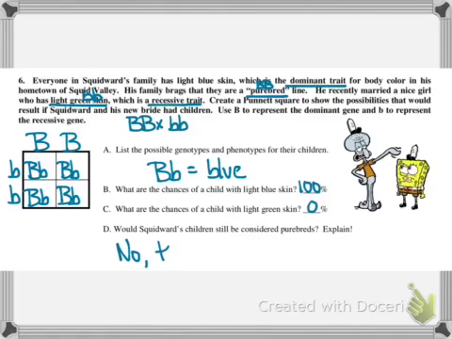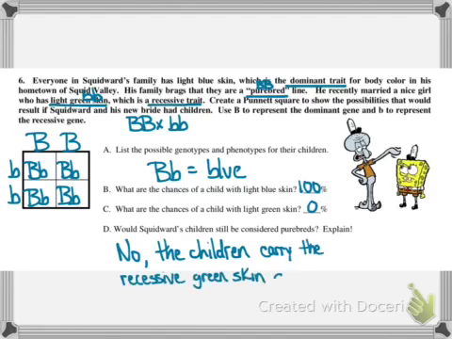And then question D asks, would the kids still be considered purebreds? And no, they would not, because all the kids now carry the mom's recessive light green allele. So they're no longer purebreds, because they carry the mom's recessive allele for green skin.